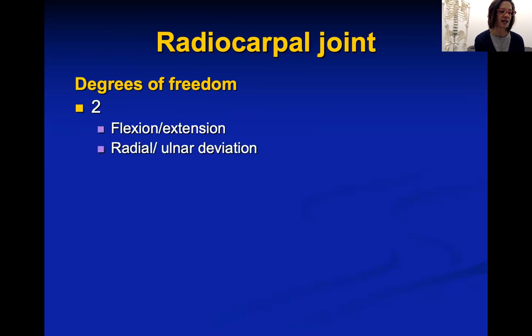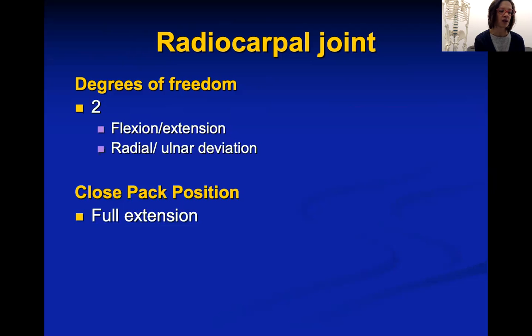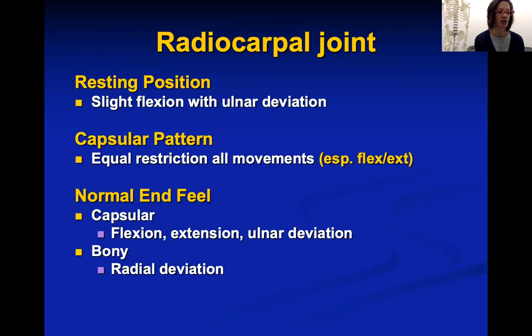We have flexion, extension, radial and ulnar deviation. Closed pack position is full extension. The resting position is slight flexion with ulnar deviation, and the capsular pattern, equal restriction of all movements, but especially flexion and extension. The normal end feel would be capsular for flexion, extension, ulnar deviation, and radial deviation, because the radial styloid extends further distally, can be considered a bony end feel.